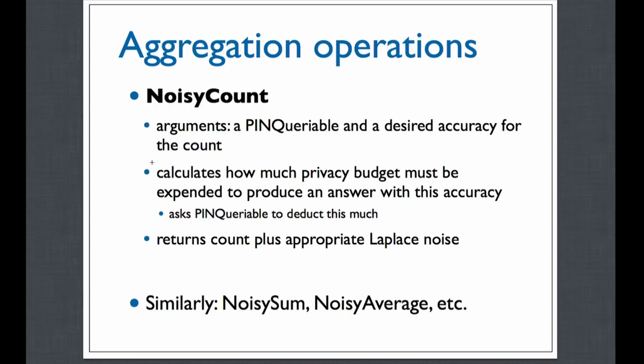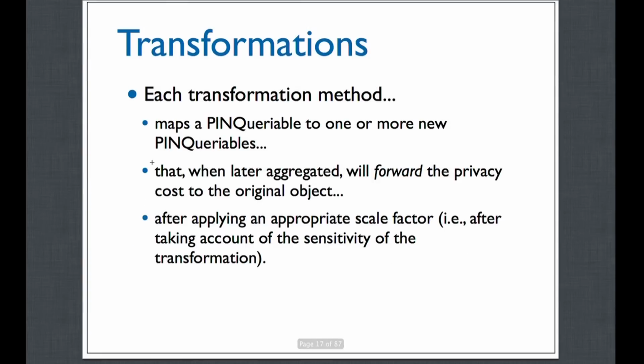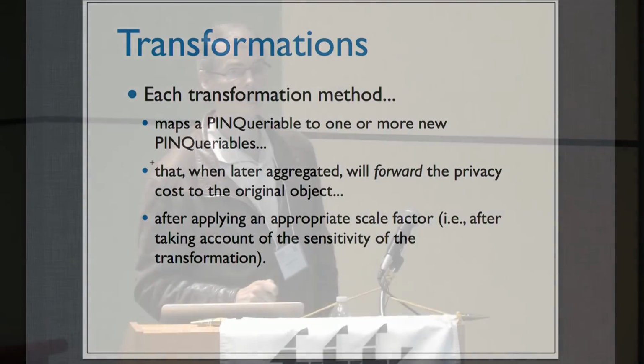Now, the other interesting part is these transformations, because each transformation needs to map one of these PINQueryable objects into one or more new PINQueryable objects, which, when they are later aggregated, know how to map the impact on the privacy of the original database back to its wrapper, perhaps appropriately scaled if the transformation on the database is not a one-sensitive thing, but an r-sensitive thing. What do you mean by the sensitivity of the transformation on the database?